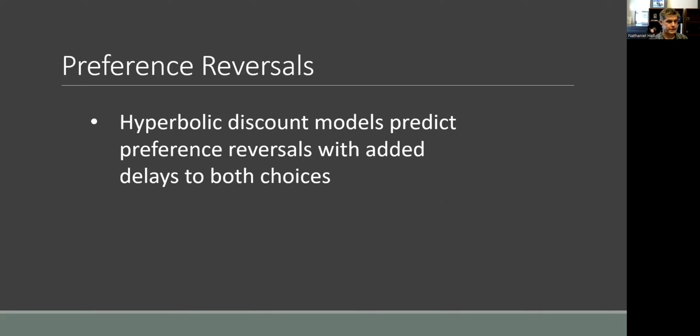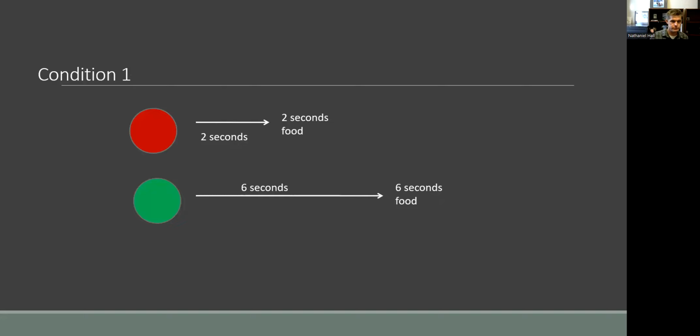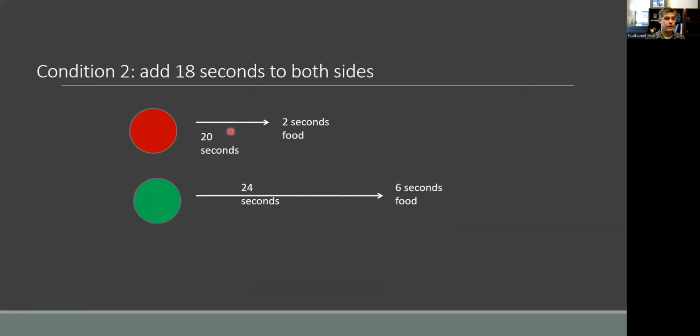Our hyperbolic models, interestingly enough, always indicate that there should be preference reversals for different types of reinforcers at different periods of time. And if we go back to our pigeon example, we can have one option, which in 2 seconds, you get 2 seconds of food, or another option, in 6 seconds, you get 6 seconds of food. Pigeons will have an exclusive preference for choosing this immediate reinforcer. But if I added time to both sides, so that, for example, it's 20 seconds for 2 seconds of food, or 24 seconds for 6 seconds of food, we actually get a very strong preference reversal.